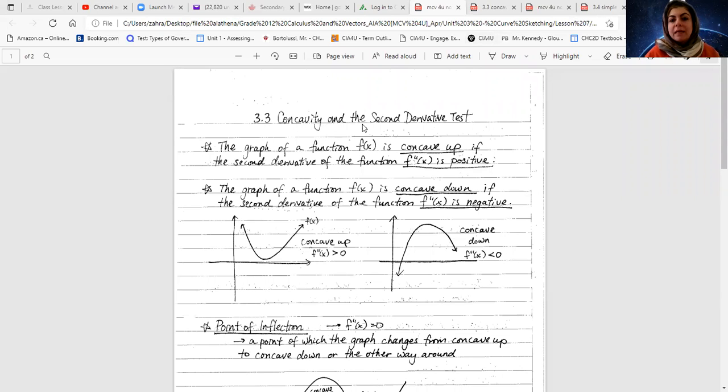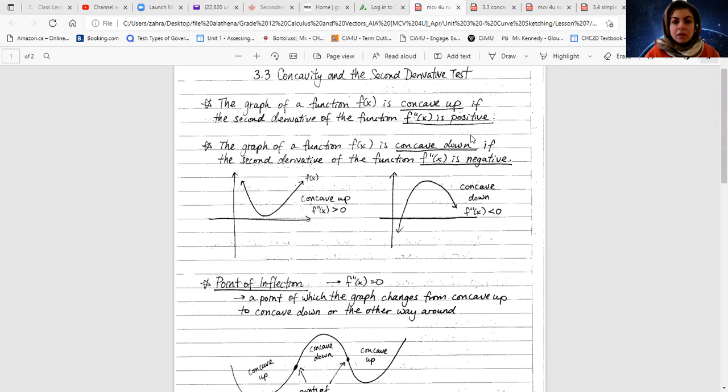3.3 Concavity and the second derivative test. The second derivative gives you the information about the concavity. When it's concave up, the second derivative of your function is positive. If your function is concave down, the second derivative is negative.